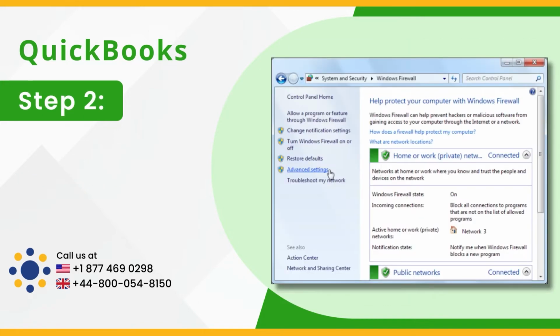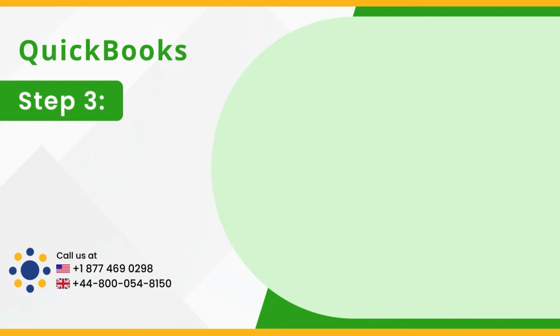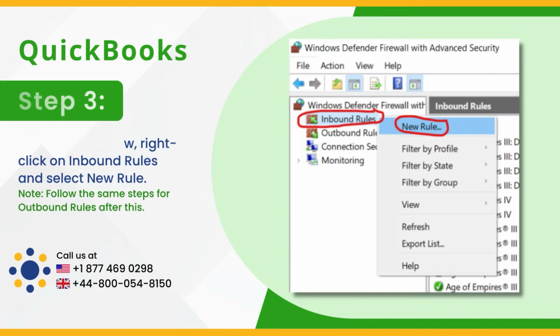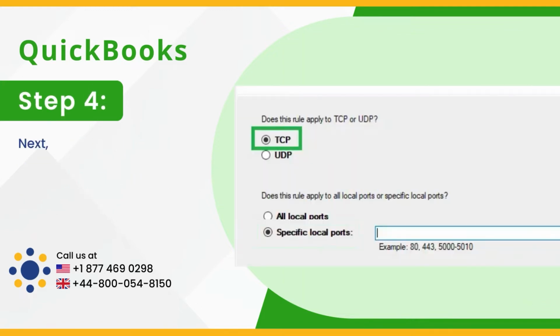Step 2. Select Advanced Settings. Step 3. In the next window, right-click on Inbound Rules and select New Rule. Step 4. Next, in the Protocol and Ports tab, select TCP.